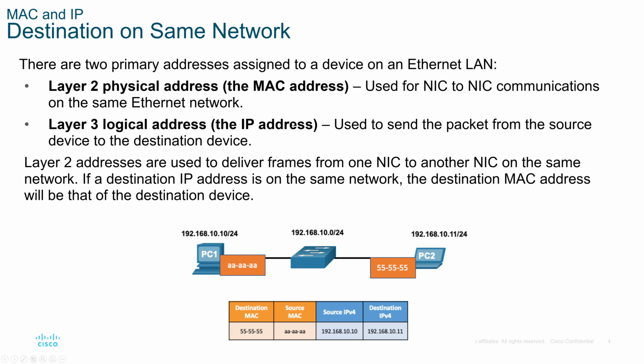So you should already have an idea about the difference between a MAC address and an IP address. Remember, MAC addresses are used for communication between network interface card to network interface card within the same Ethernet network, while IP addresses can be used to communicate across multiple networks.